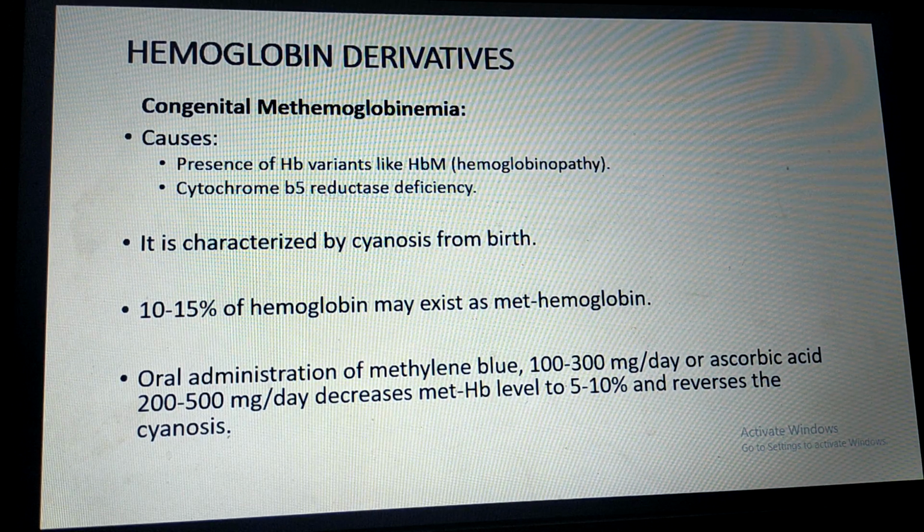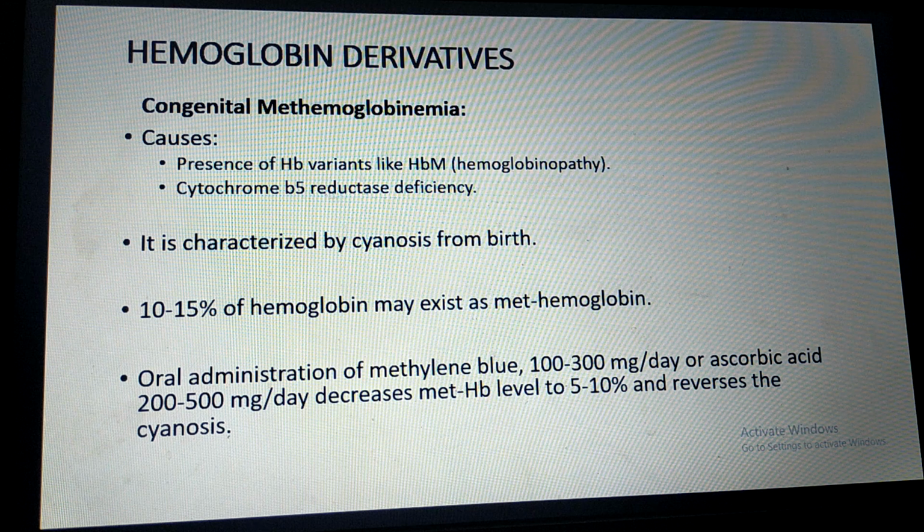And the second cause is deficiency of the cytochrome B5 reductase system. Just now I have told you that 3 types of systems are available for conversion of methemoglobin to normal hemoglobin. It is characterized by cyanosis from birth, congenital methemoglobinemia. 10 to 15% of hemoglobin may exist in the form of methemoglobin.